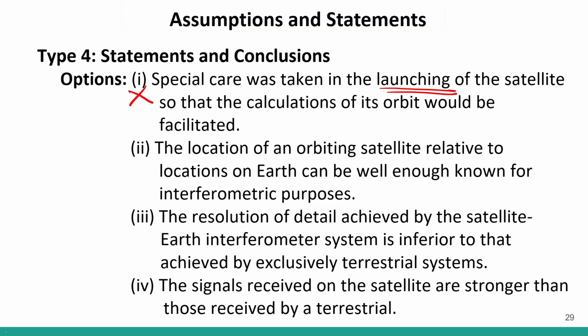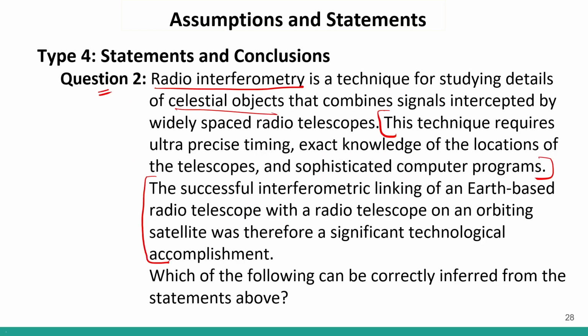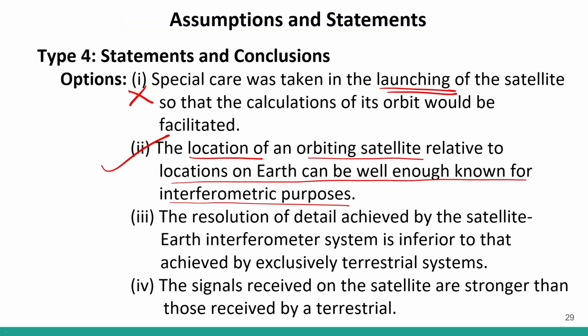Second one says the location of an orbiting satellite relative to location on Earth can be well enough known for interferometric purposes. This will be the correct conclusion because in the statement we were talking about finding the location, and about linking the Earth-based telescope and the orbiting satellite. Only after we have found the location can this happen. So conclusion number 2 will be correct because the location was well enough known for us.